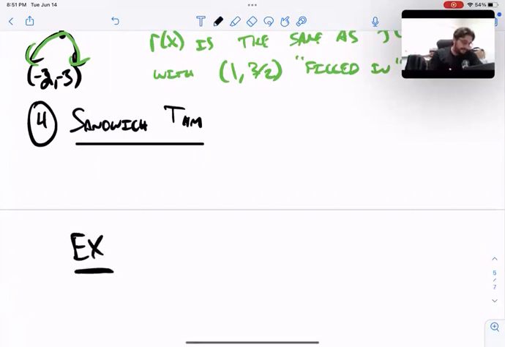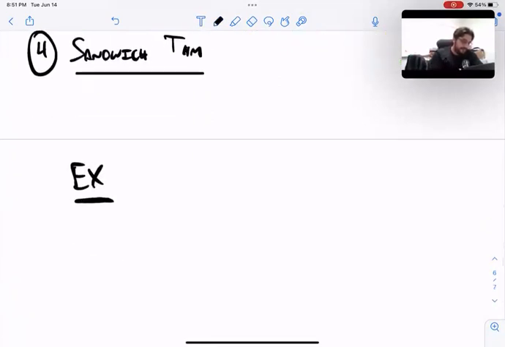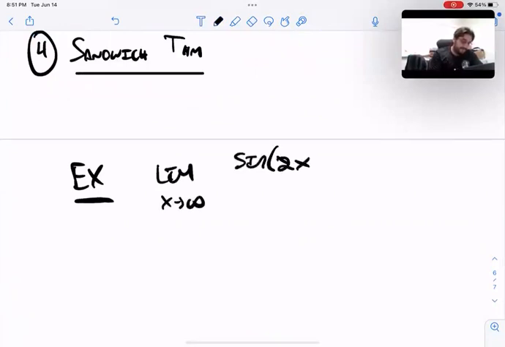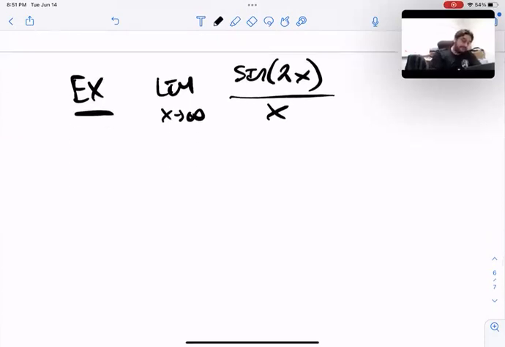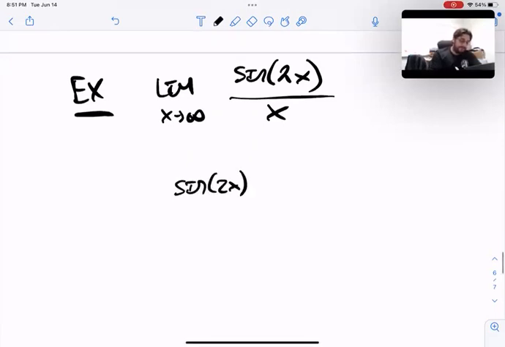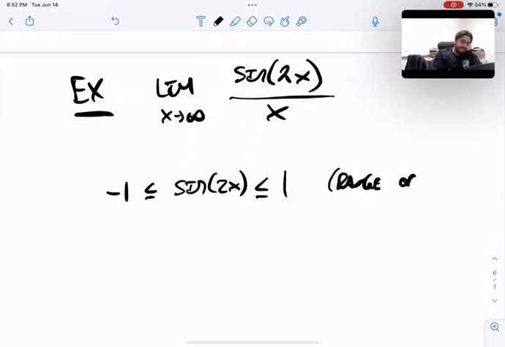What is a sandwich theorem argument? The sandwich theorem is the technique where you say, I want to look at some limit, but it's a strange quantity. I have sine of 2x over x as x goes to infinity. The trick is I want to bound this between two other functions. I want to say, you know what? Sine of 2x is always between 1 and minus 1 because it's sine of something. As x goes to positive infinity, I can then divide this inequality by x.